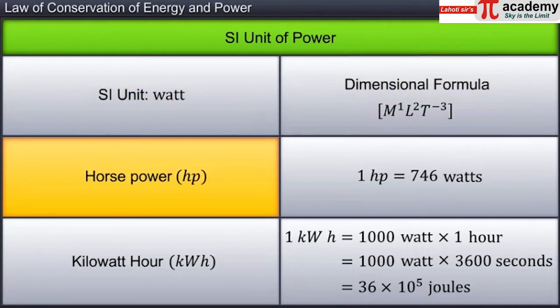Power can be expressed in horsepower denoted as HP, and 1 horsepower is equal to 746 watts. The commercial unit of electrical energy is kilowatt hour denoted as kWh. 1 kilowatt hour is equal to 1000 watt into 1 hour, and which is equal to 1000 watt into 3600 seconds, and is equal to 3.6 into 10 to the power 6 joules.